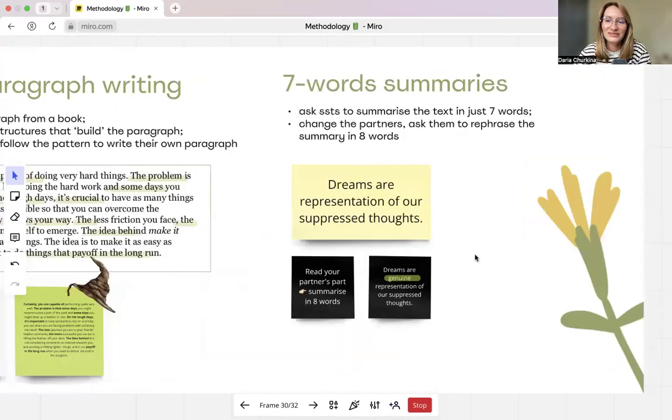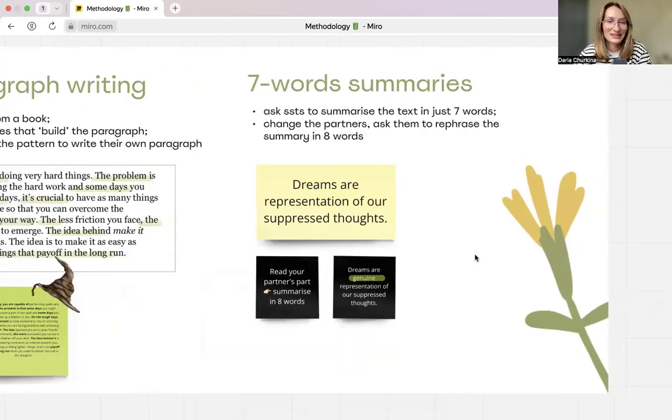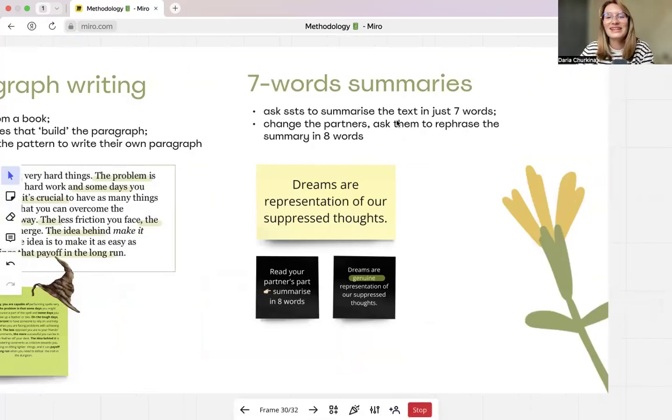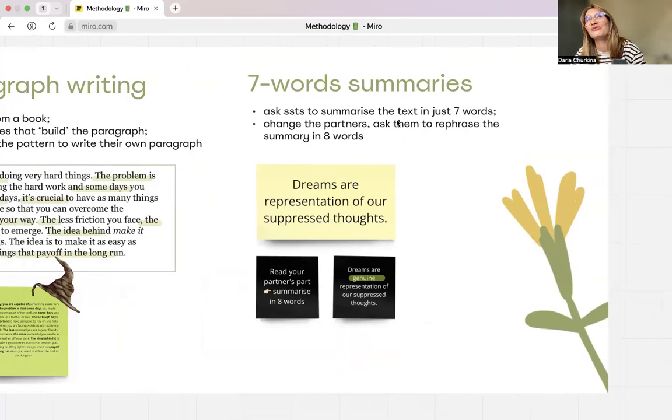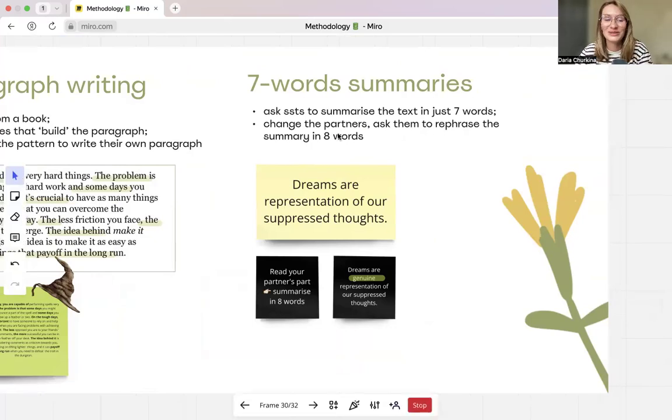And one more thing, easy breezy, yet for some reason, students do not like it very much. It's called 7-word summaries. And I know the reason, because you feel limited, especially high-level students. They hate it. They want to write more. But no, there are certain limitations.